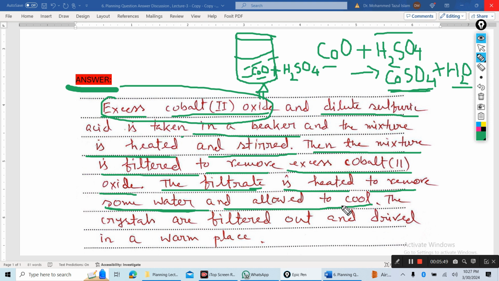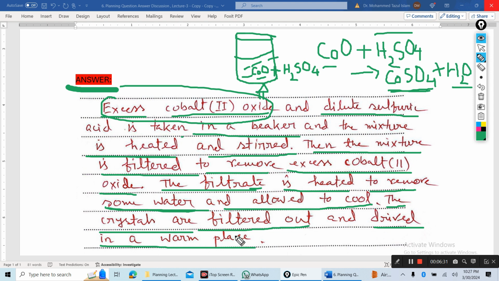After cooling, you will see cobalt 2 sulfate crystals form. Then the crystals are filtered off. Filtered out means you will separate the crystals by filtration, and dried in a warm place, or you can write the crystals are dried between filter paper or on filter paper. This is the drying method.